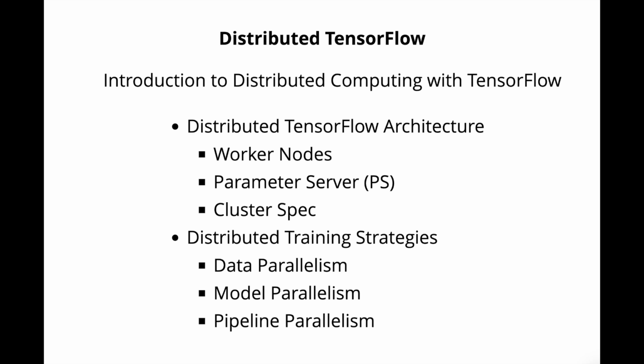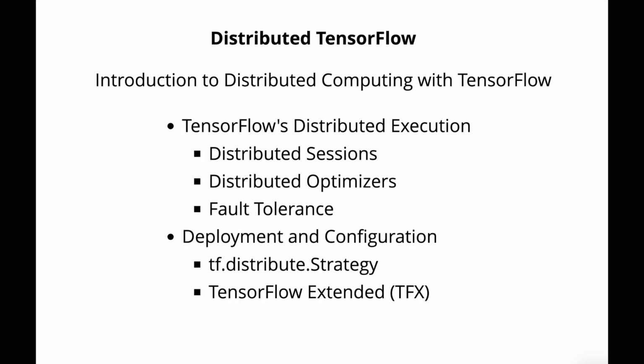Model parallelism. In model parallelism, different parts of the model are computed on different devices or machines. This is useful for large models that cannot fit into the memory of a single device. Pipeline parallelism. Pipeline parallelism divides the computation graph into stages, with each stage running on a separate device or machine. Data flows through the pipeline and computations are overlapped to improve throughput.